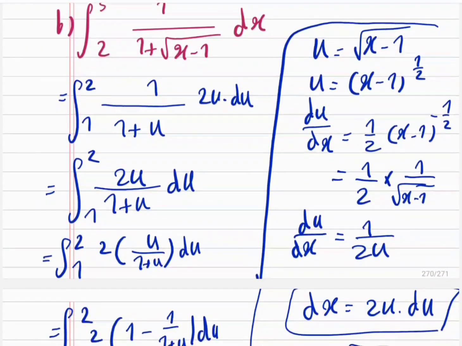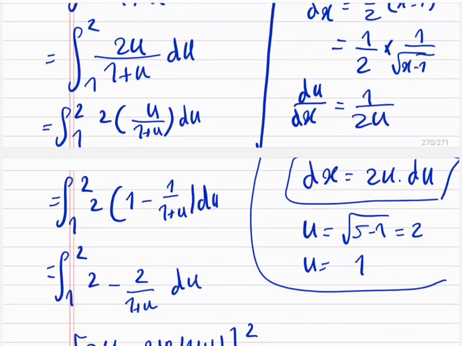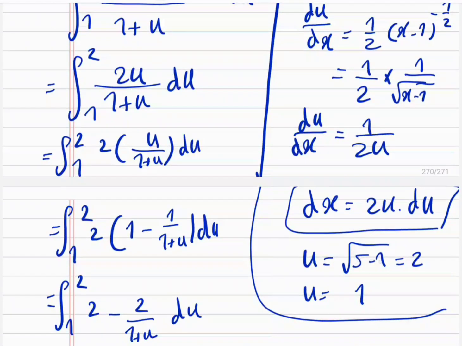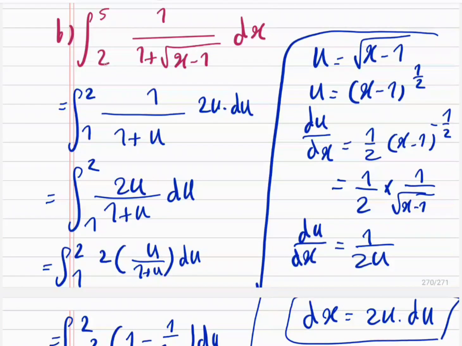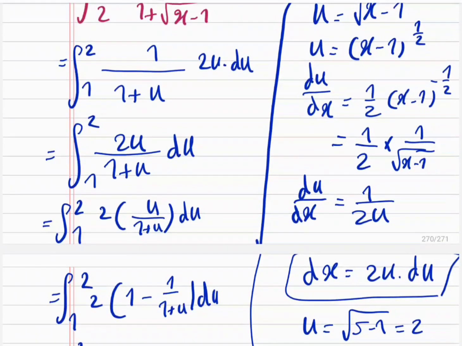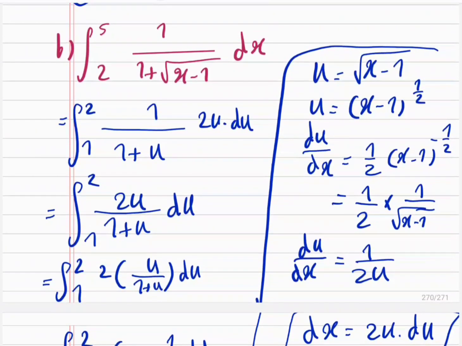So when x is equal to 5, then we substitute that into the formula. So again, u is equal to root x minus 1. So when x is equal to 5, we'll have root 5 minus 1, which is equal to 2. And then when x is equal to the lower limit, which is 2, then we get root 2 minus 1, which is just 1. So now we have everything to substitute into the integral.